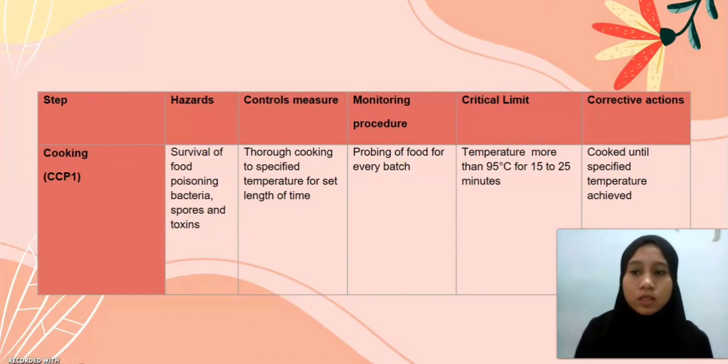Cooking is considered to be CCP1. The hazard is survival of food poisoning bacteria, and the control measure is thorough cooking to a specified temperature for a set length of time, and the monitoring procedure is probing of the food for every batch. The critical limit is the cooking temperature must be more than 95 degrees Celsius for at least 15 to 20 minutes. The corrective action is to cook until the specified temperature is achieved.